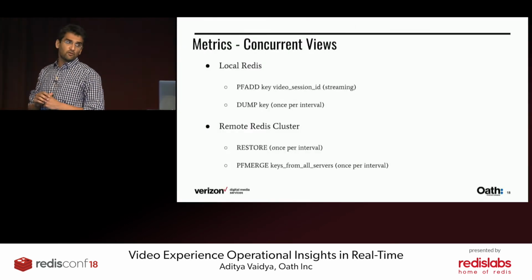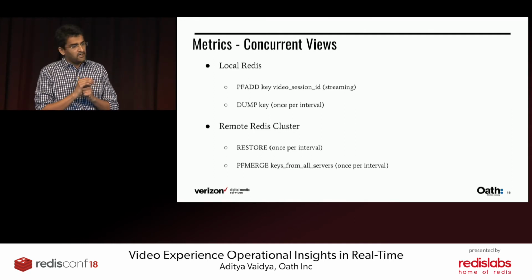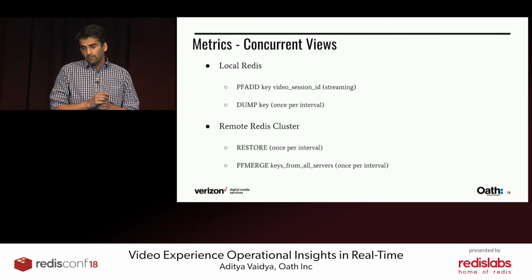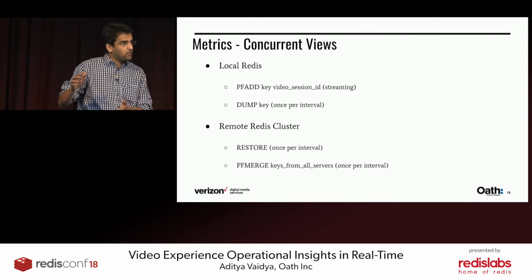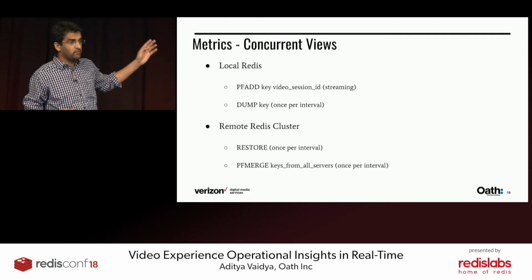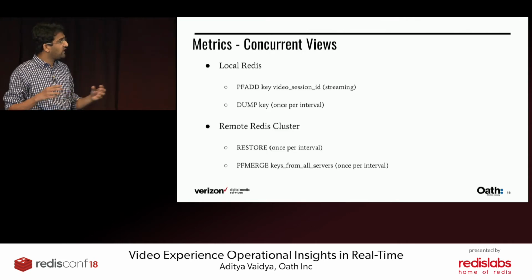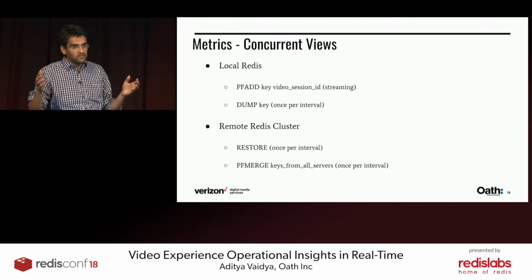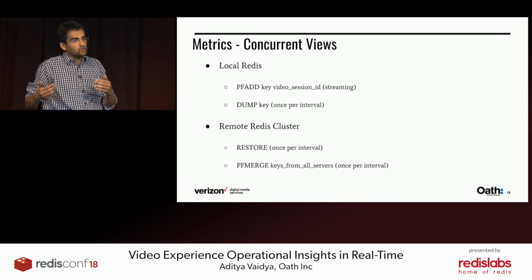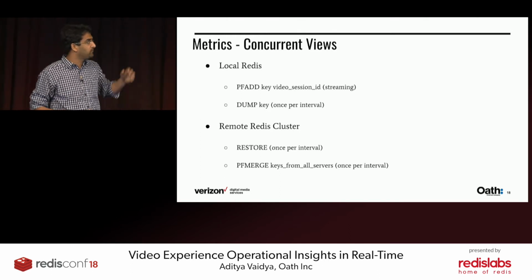So what are the different operations of HyperLogLog, and where do we execute them in our architecture? As I said, we use HyperLogLog to calculate our number of concurrent video views. On the local Redis instance, we execute the pfadd command. These are HyperLogLog commands: pfadd, dump, restore, and pfmerge are all commands supported by Redis HyperLogLog. The pfadd takes two parameters. One is the key, which is the dimension and the measure, and the second is the thing we are counting on. In our case, we are counting the number of unique video session IDs. And this is a streaming execution, so it happens for every event.